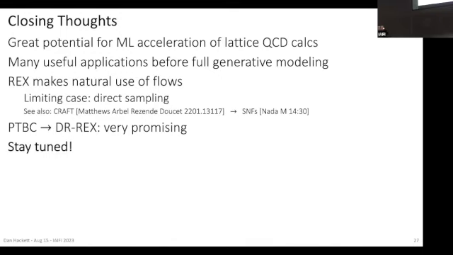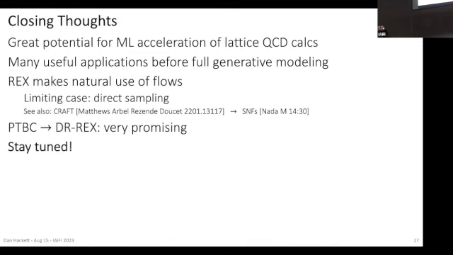I wanted to point out that this replica exchange idea recovers, in a certain limit, direct sampling or direct generative modeling. So this can let us work towards the generative modeling case, which is sort of the holy grail, and get useful improvements before that's possible as we develop better and better flow technology.